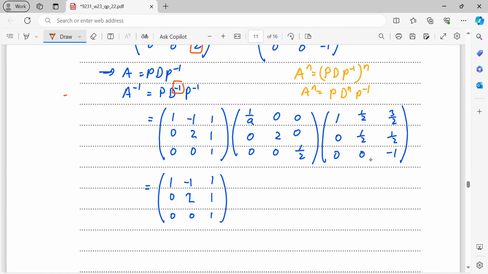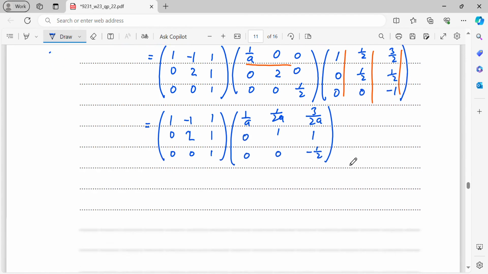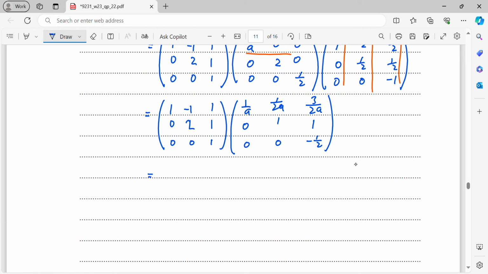Okay, so expand, multiply, and then followed by this column and this column. So here I will just give you the answer. This is 1 over A, 0, 0, 1 over 2A, 1, 0, 3 over 2A, 1, negative half. Okay, and then you multiply again for these two matrices.